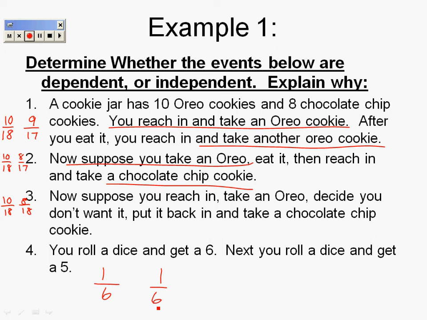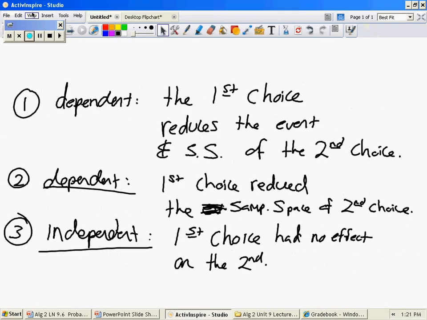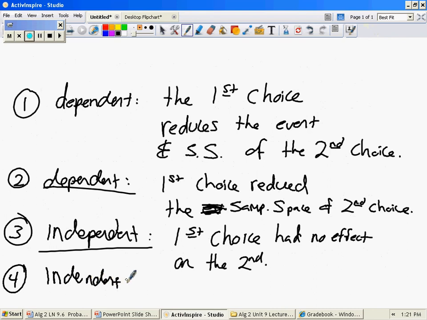So let me ask you this. When you rolled the dice the first time, did that affect your probability of getting a 5 at all on the next roll? It did not. You still had the same total, and you still had the same number of 5s. The first choice did not at all affect the number of options for the second choice. So therefore, these events are independent again. Okay? We're not going to put a reason, because the reason's the same as number 3. Independent. All right. And I'll just draw an arrow to the reason for number 3, because it's the same.